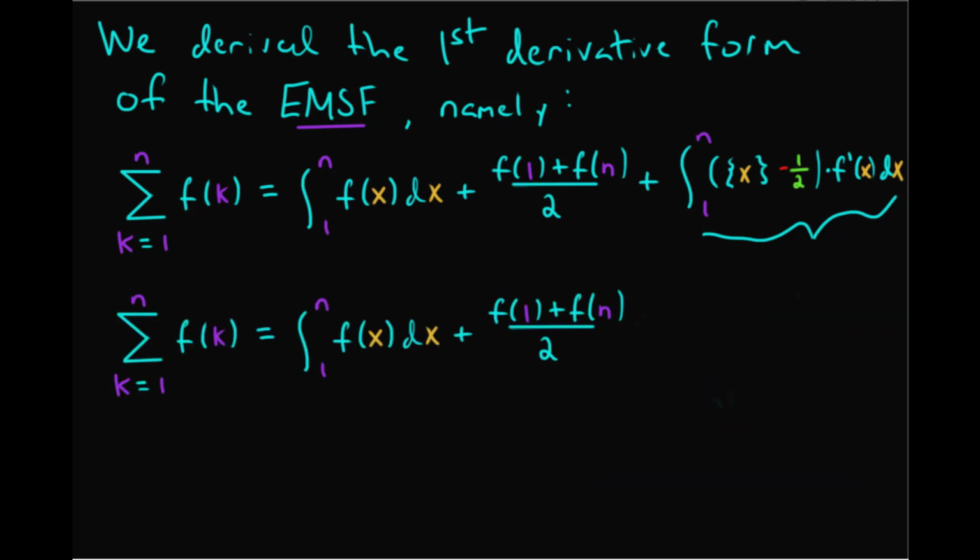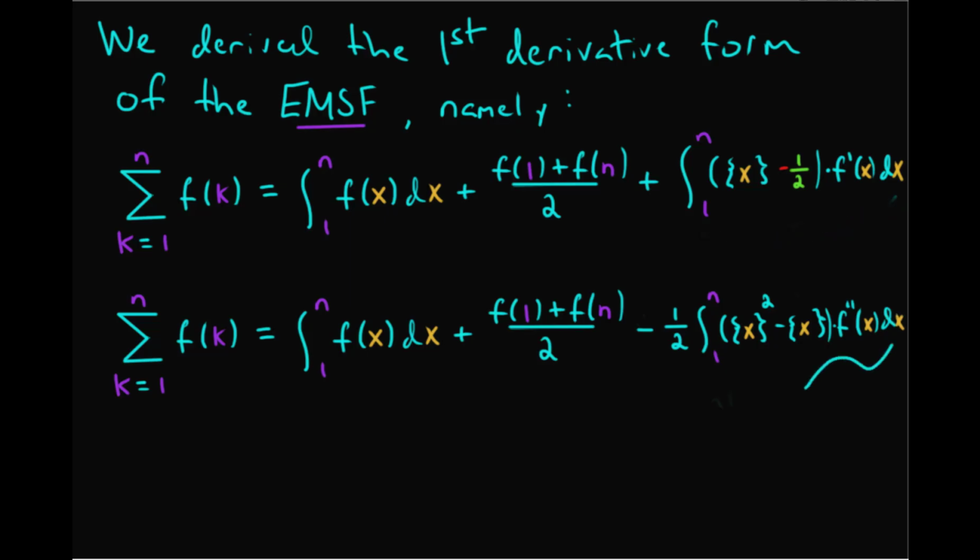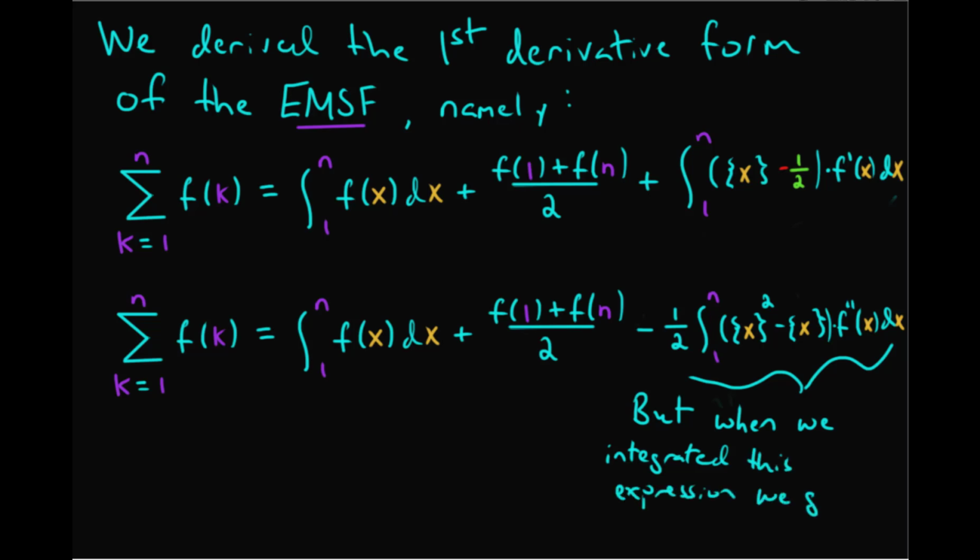That formula for the summation of the values of f(k) from 1 to n had the same first two terms on the right-hand side, but then with this new integral, minus 1/2 times the integral from 1 to n of (the fractional part of x squared minus the fractional part of x) times f double prime of x dx. But as I mentioned before, this new integral doesn't seem to be telling us a whole lot that's new. So we attempted integration by parts on that integral again, and we then obtained the following.